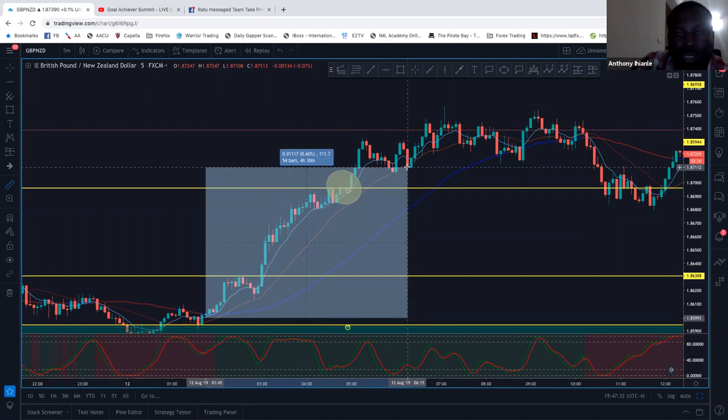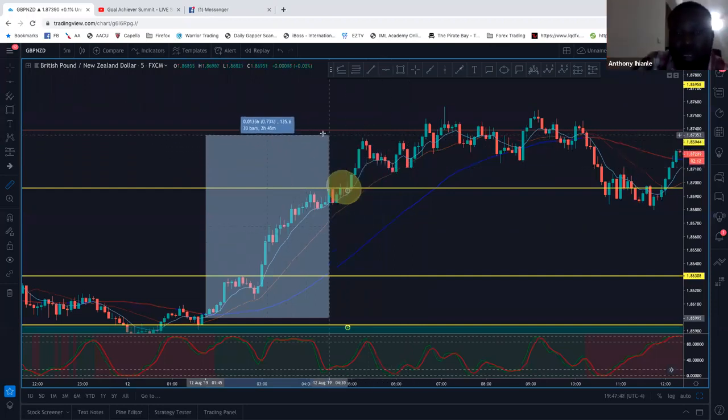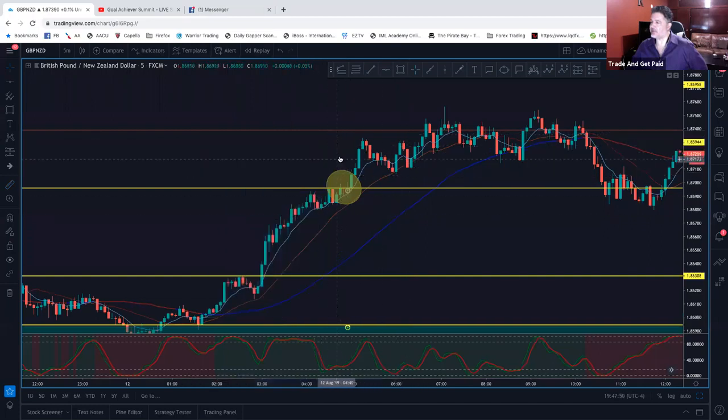Sorry, what if it breaks the 8 and then closes above it? If it breaks the 8 but it closes above it, then it's still held. I would still consider that a buy situation in this scenario. Okay. And I have these circles marked here for a reason. I'll tell you in just a minute about it.